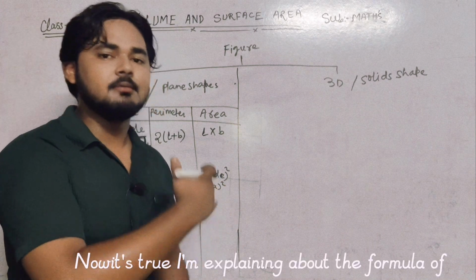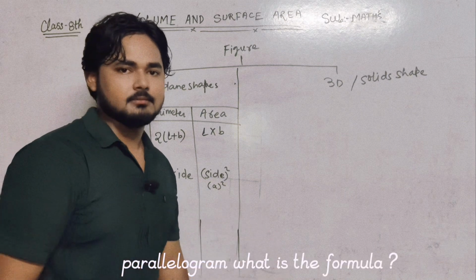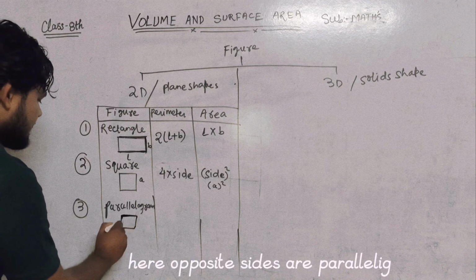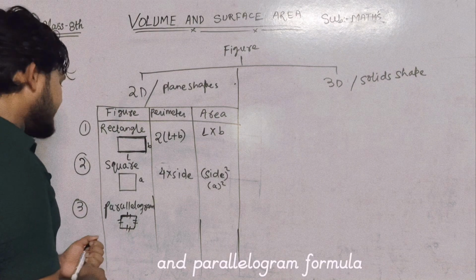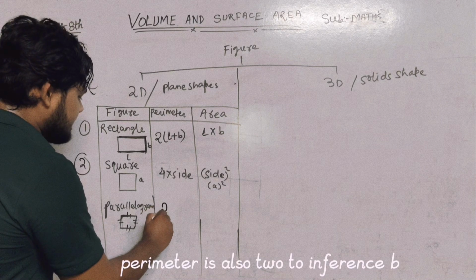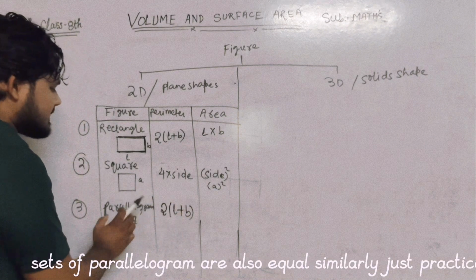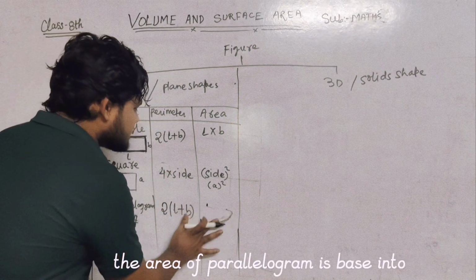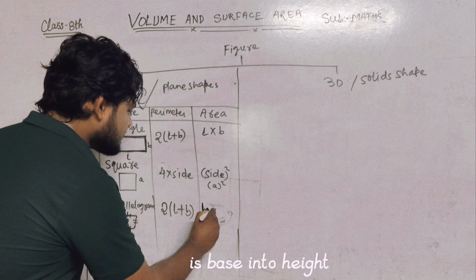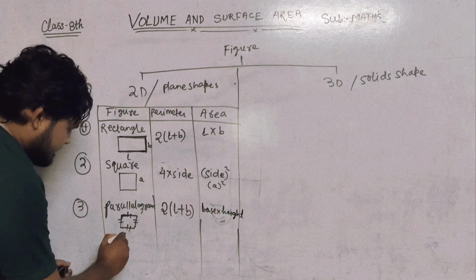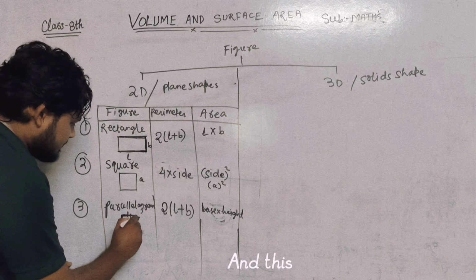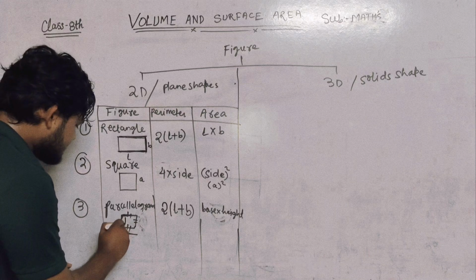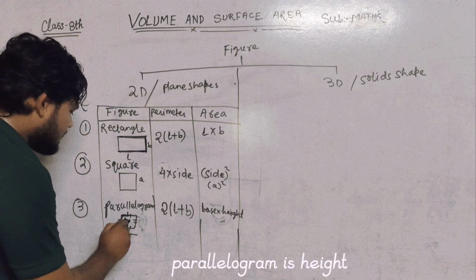Similarly, now student, I am explaining the formula of a parallelogram. Student, this is a parallelogram. Here opposite sides are parallel. In a parallelogram, the perimeter is also 2 into (L plus B) because opposite sides of a parallelogram are also equal. Similar to the rectangle, the area of a parallelogram is base into height. This is the base, and the distance between the two opposite or parallel sides of a parallelogram is the height.